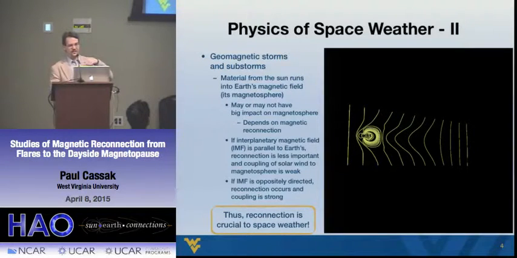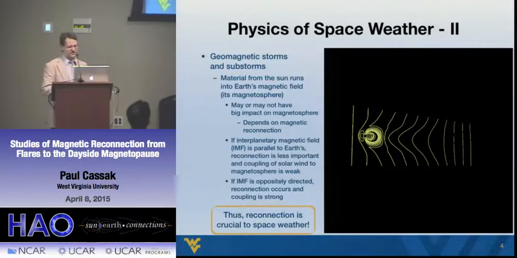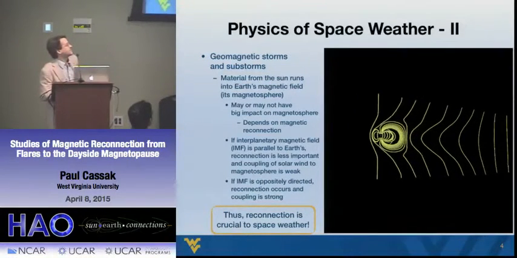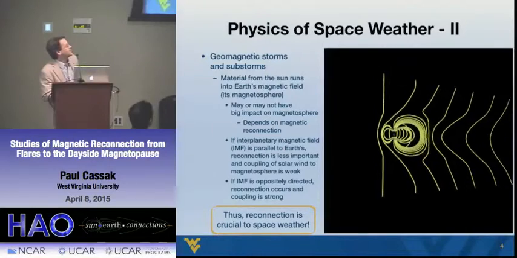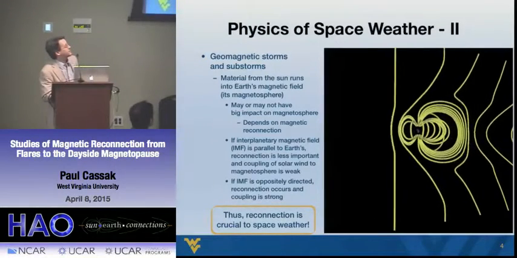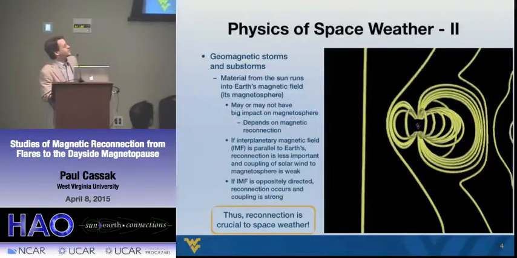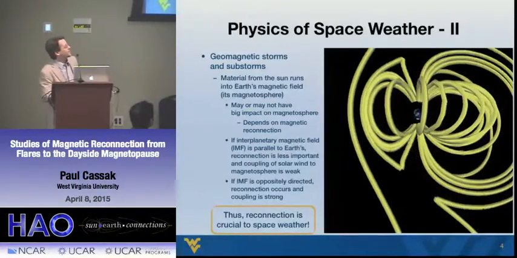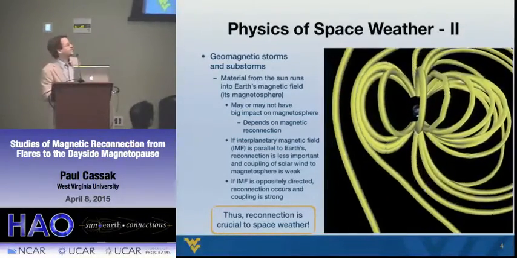But if the interplanetary magnetic field is opposite, then you do get strong coupling. And so here's an animation of that, in case you haven't seen this. The yellow lines are magnetic field lines. This is from an MHD simulation. Earth's right here. So what you're seeing now is northward interplanetary magnetic field, and you get these field lines breaking up at the top and the bottom. So that breaking is magnetic reconnection.